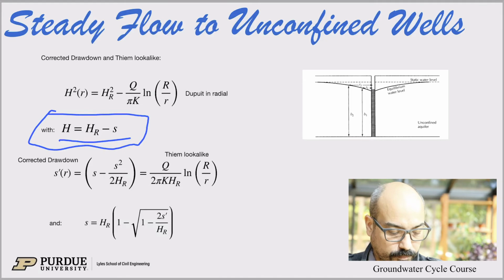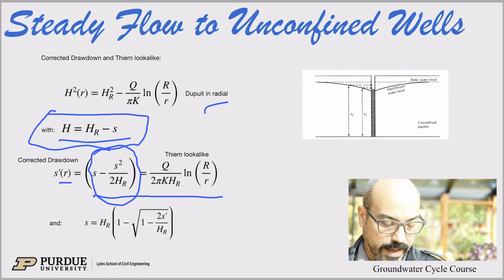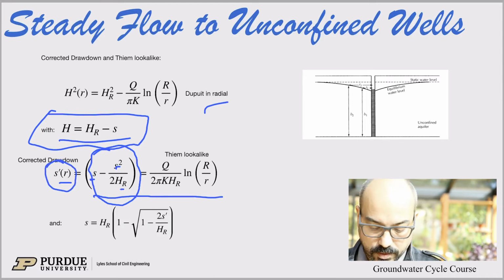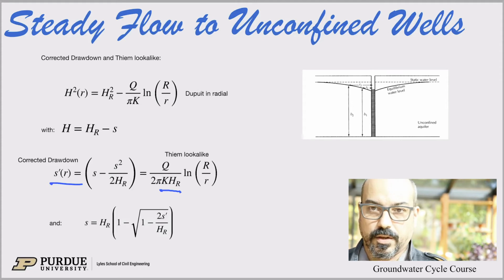But if we replace H by HR minus S in this previous equation, the Dupuit equation in radial coordinates, then we can find that this is the whole expression, so we can call this whole S minus S squared over 2HR. Again, this is a variable, this is a constant, and we can call this whole term a corrected drawdown, right? So this gives us just an easier equation to deal with, because now we have, again, K HR, which is basically your transmissivity, quote unquote, if there is no pumping, right?